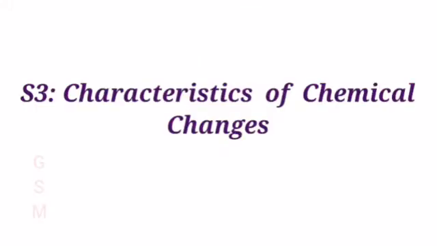Last session we saw what physical and chemical change are. Now we are going to learn about the characteristics of chemical change. Chemical changes are changes that produce new substances. Many chemical changes show certain characteristics, such as the first one, change in color.